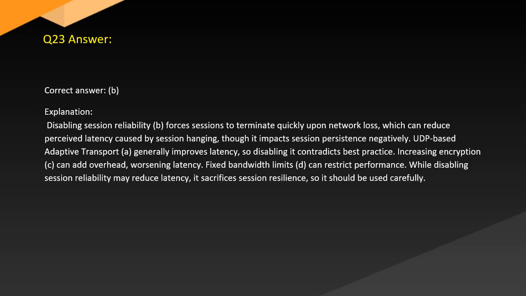Answer. Correct answer: B. Explanation. Disabling session reliability, B, forces sessions to terminate quickly upon network loss, which can reduce perceived latency caused by session hanging, though it impacts session persistence negatively. UDP-based adaptive transport generally improves latency, so disabling it contradicts best practice. Increasing encryption, C, can add overhead, worsening latency. Fixed bandwidth limits, D, can restrict performance. While disabling session reliability may reduce latency, it sacrifices session resilience, so it should be used carefully.